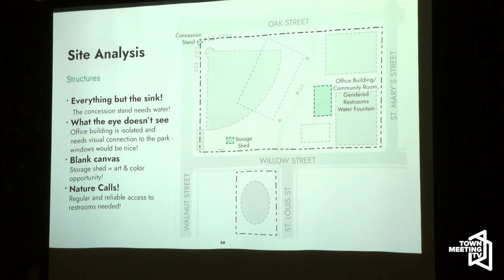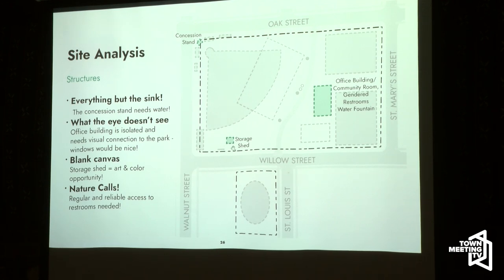Then looking at structures on site, some observations. First, we need water at the concession stand. The second has to do with the Boys and Girls Club building here in the center. The renovation of the interior is great. It's a great program, and there's a lot of exciting things happening in that space, but walking by the building, you wouldn't really know because there's not a lot of windows or eyes in. We've spoken with them, and of course there are security and access considerations that need to be made, but it would be great to be able to see in and out of that building a little more and have more eyes on the park.